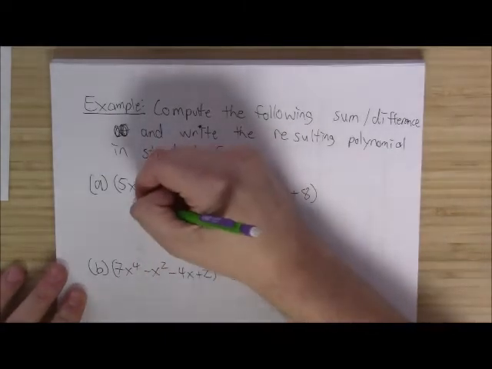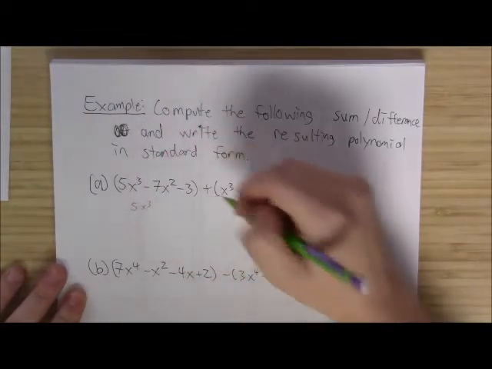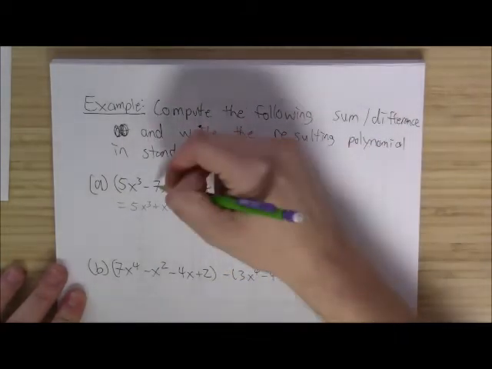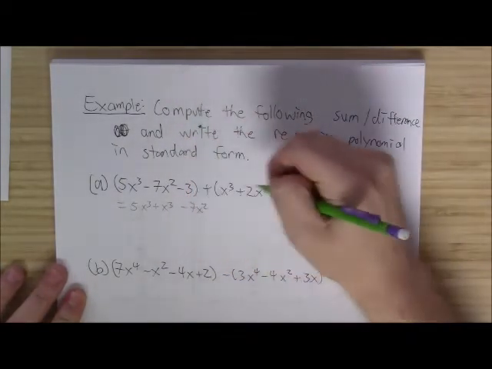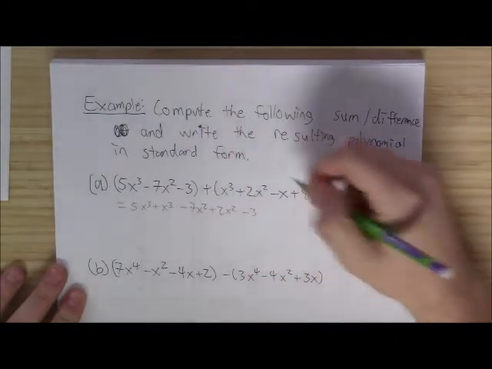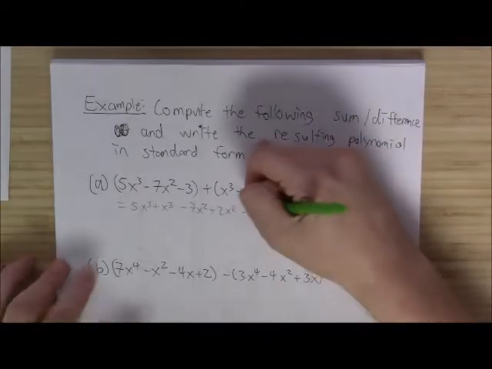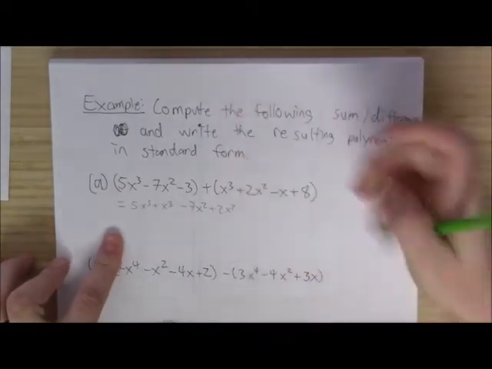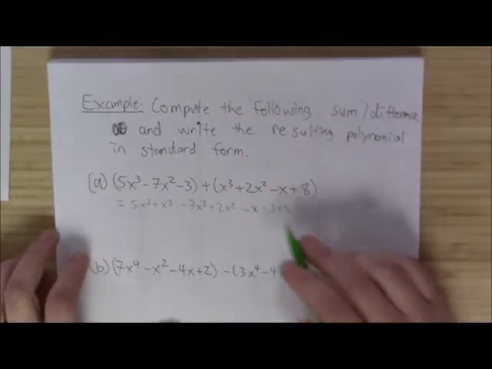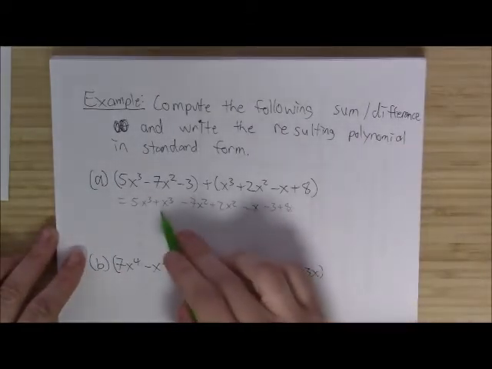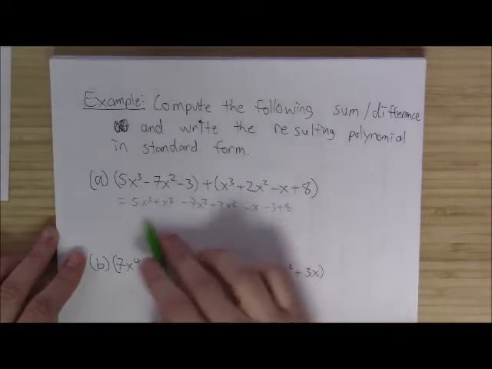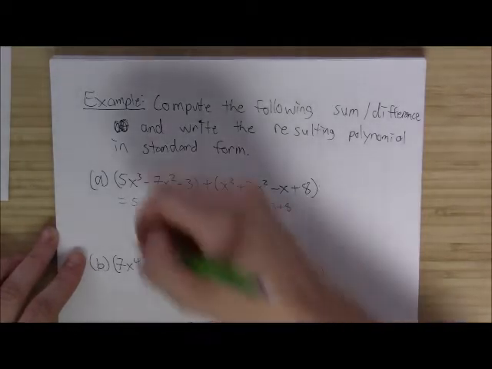Namely, what we really have here is, you can think of this as 5x cubed plus x cubed, and then minus 7x squared plus 2x squared. Oh, wait, I forgot, minus x, then minus 3 and plus 8. So you see here, because of the commutative property, we can actually move around our additions and subtractions in the following way. And now it's just all about combining like terms.